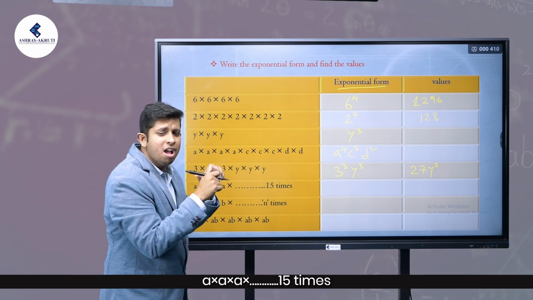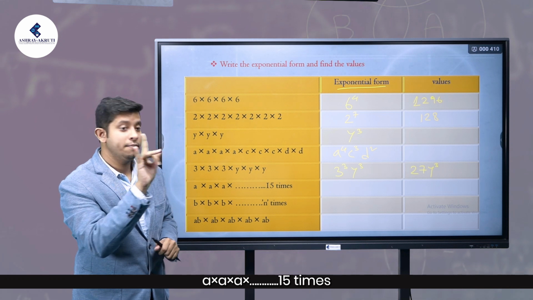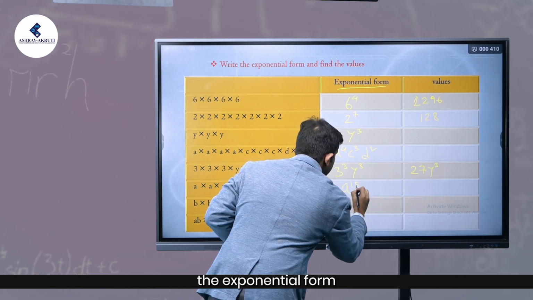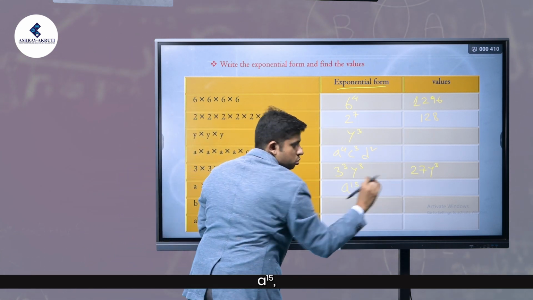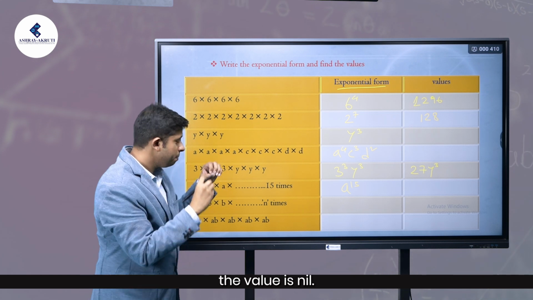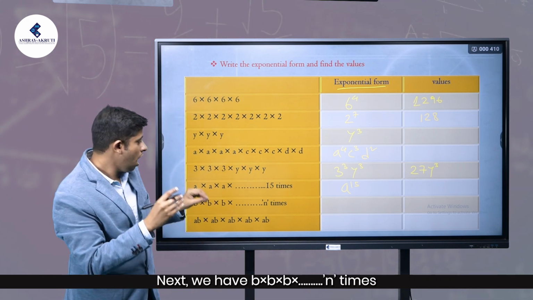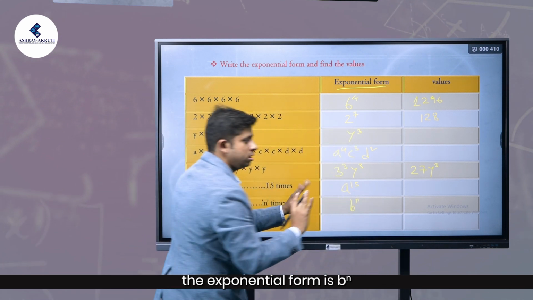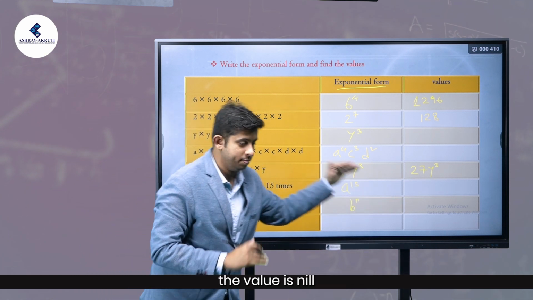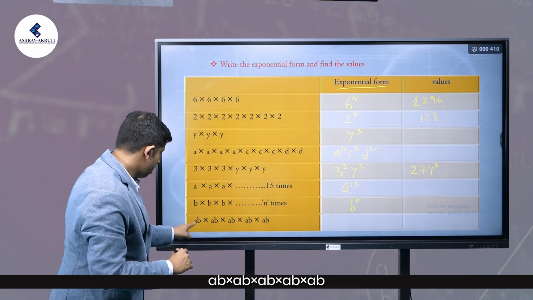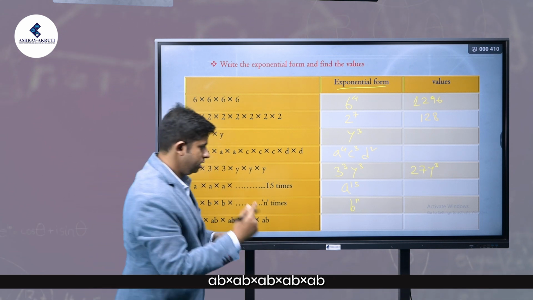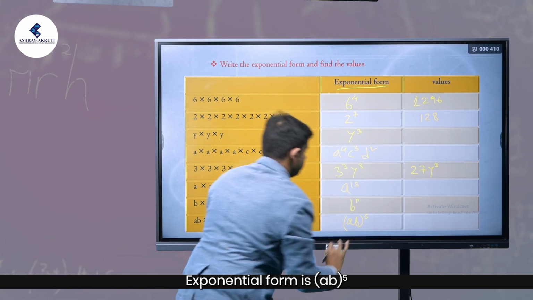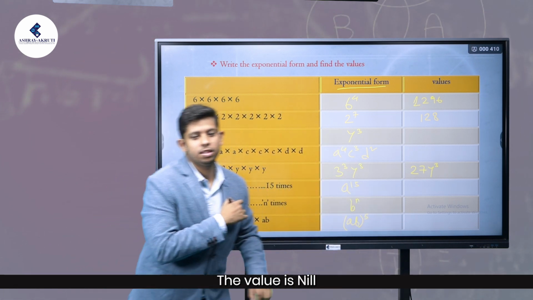Next, a into a into a, 15 times. The exponential form is a to the power of 15. The value is nil. Next, we have b into b into b, so on n times. The exponential form is b to the power of n and the value is nil. AB into AB into AB into AB into AB. The exponential form is AB whole to the power of 5. The value is nil.